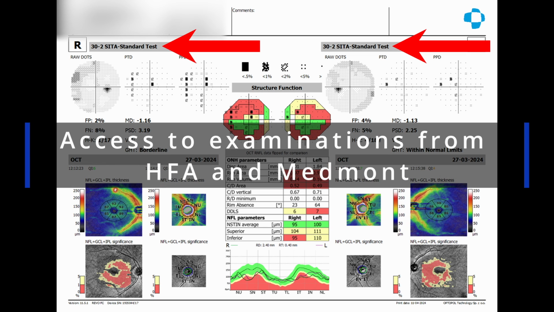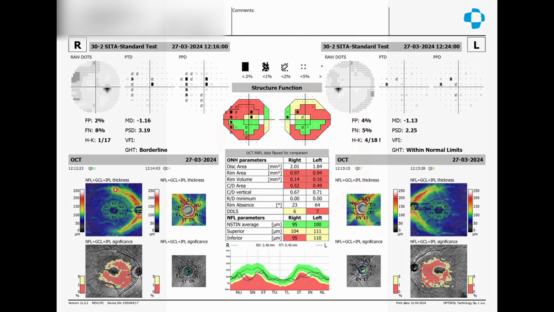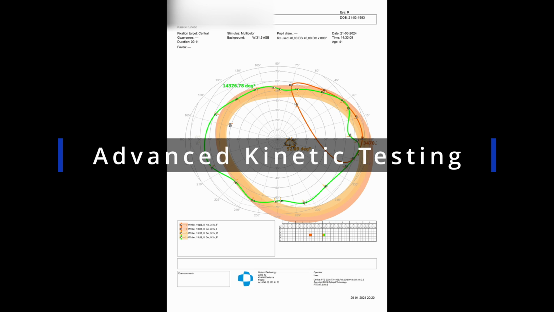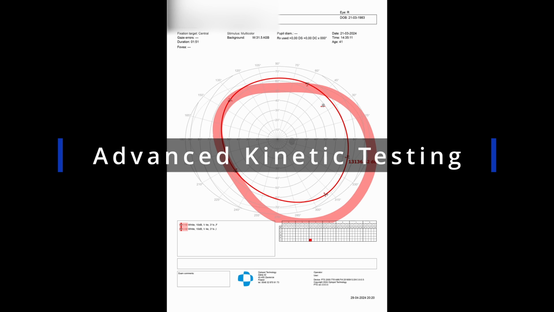Speaking of the Humphrey, if you have Humphrey, you can have all your old records on PTS, so you can have patients coming for follow-up, and this is very useful and also convenient. Another great feature, as I showed you, is the kinetic testing. The fact that you can have this manual kinetic testing like in the old days. I know many people who are doing retina, especially the inherited retinal diseases, are still using the traditional Goldman. You don't have to do it. You can have the PTS.